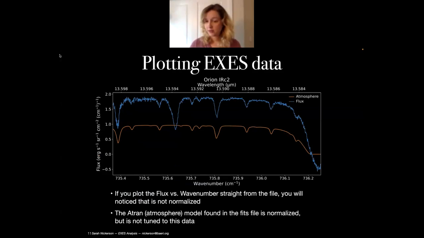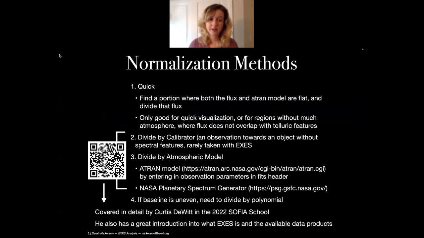So now we've loaded our EXES data and we plot it. And of course, the first obvious thing is that our flux is not normalized, and it's also above the atmosphere, whereas the atmosphere model is normalized. So we have to fix this. And there's several different ways to normalize the data. There's a quick method, which I'll go over in the next slide.